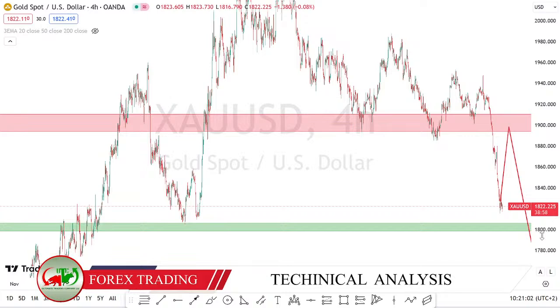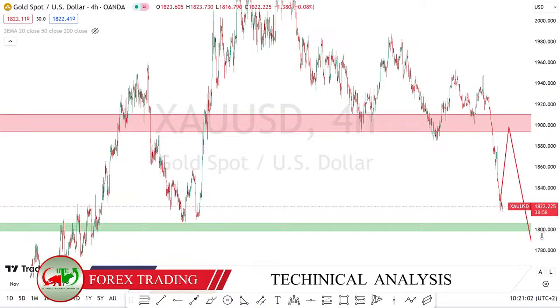The only way we can sell gold is to wait for the pullback to this resistance, to this support which is broken, to turn into resistance, and then we will sell over here. Okay, that's where we are going to look for sell opportunities on gold. If it does not happen, we have no trading opportunity in gold.